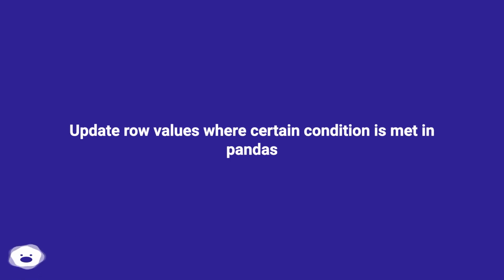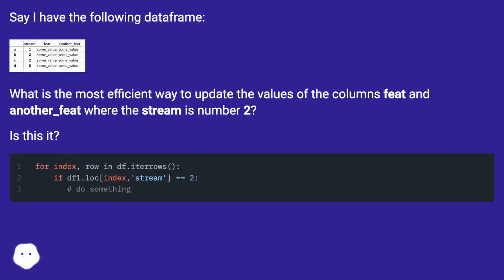Update row values where certain condition is met in Pandas. Say I have the following data frame. What is the most efficient way to update the values of the columns feet and another underscore feet where the stream is number 2? Is this it?